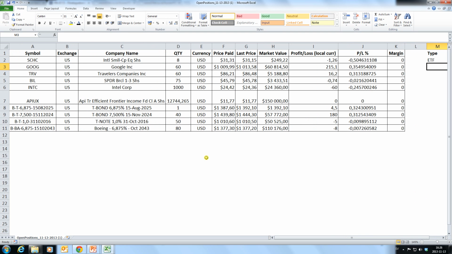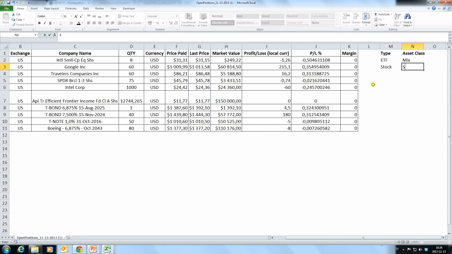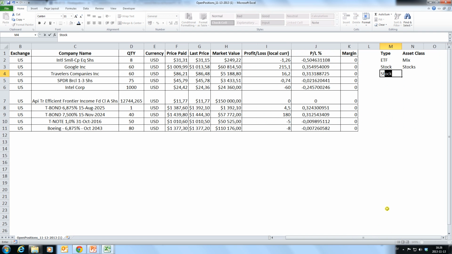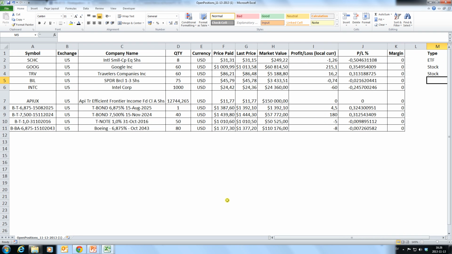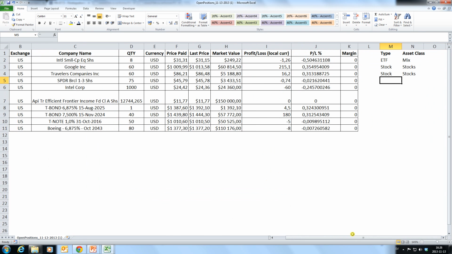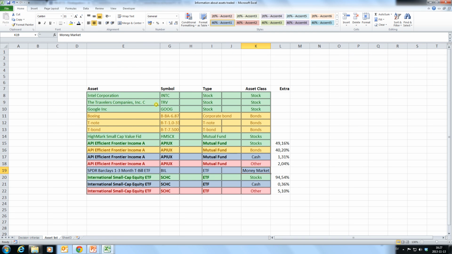Okay, then we look at Google. Okay, I go back to the previous here. I find that Google, it's a stock, and the asset class then is of course stocks. I repeat this for TROW, which is also a stock. I happen to remember it from the last time. I can look at BIL, which is an ETF that is only invested in money market. Okay, so there's no problem there. So I have an ETF, which is a money market instrument. Then I have Intel Corporation. I find it here, and I see that it's a stock.